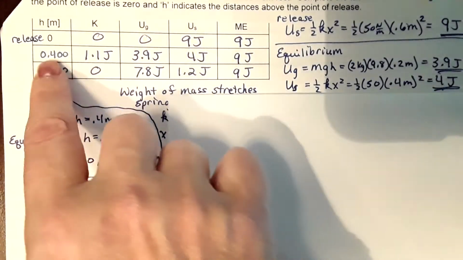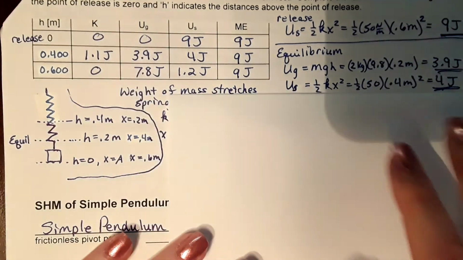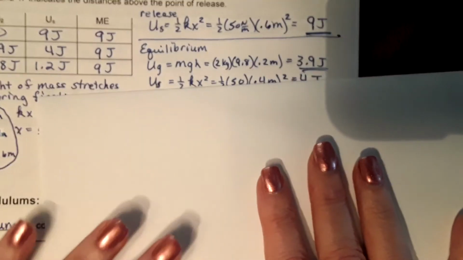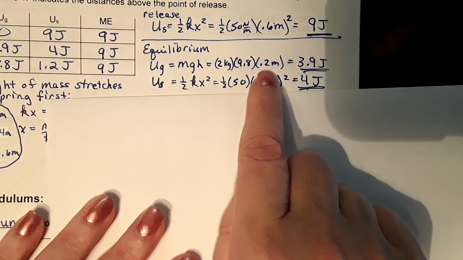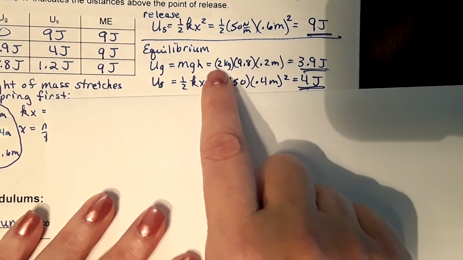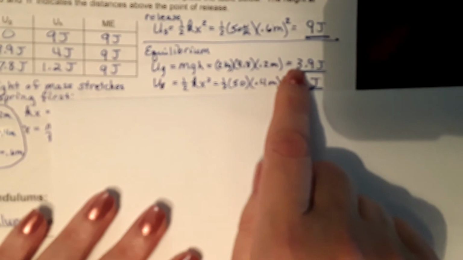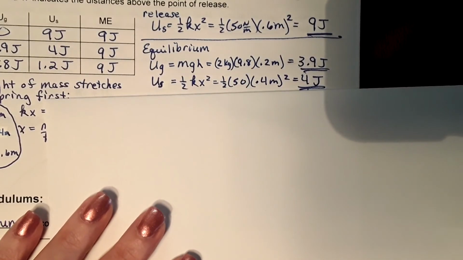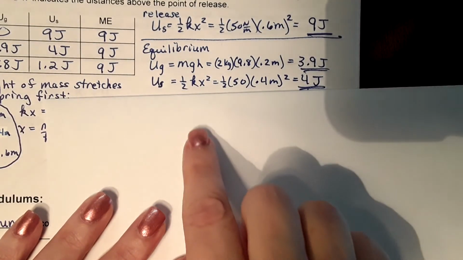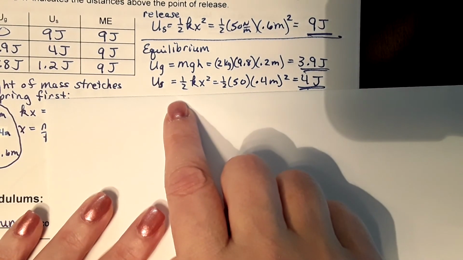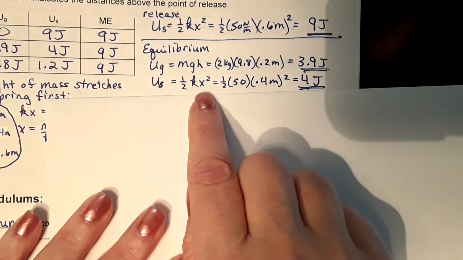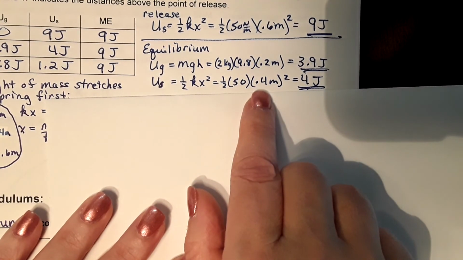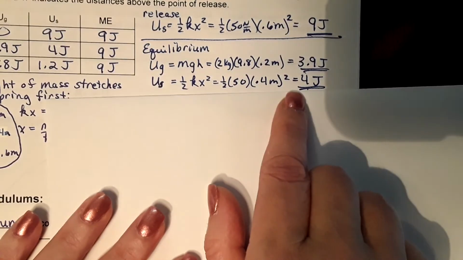All right? Okay. So now we can use this information to fill in some of the other stuff. So let's look at the equilibrium position right here. At equilibrium, the mass is 0.2 meters above 0 meters. So we say mgh, we get 3.9 joules. The elastic spring energy would be 1/2 kx squared, and since x is 0.4 at equilibrium, you get 4 joules. Okay?